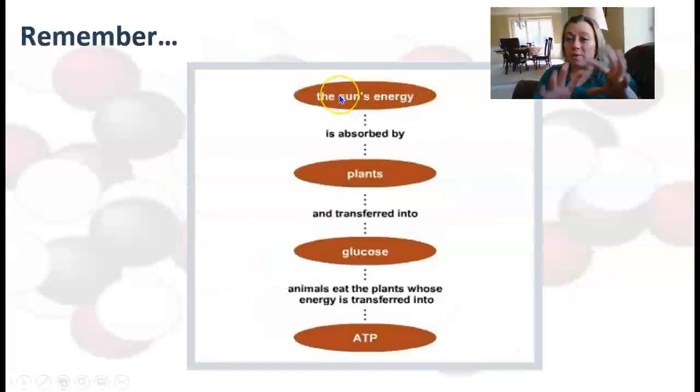The sun's energy, how do we get this? How does this whole thing start? The sun's energy is absorbed by plants. Plants transfer that into glucose. Then the animals eat the glucose, okay? And then they store the extra energy.